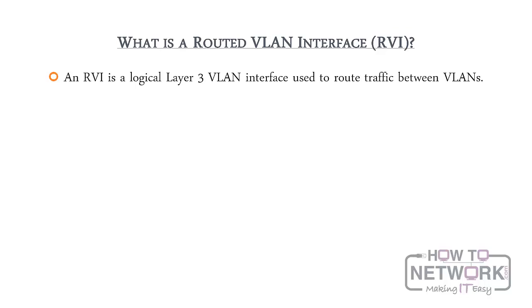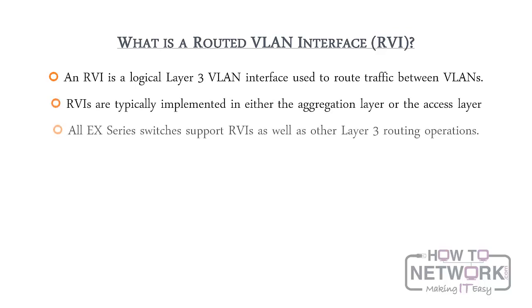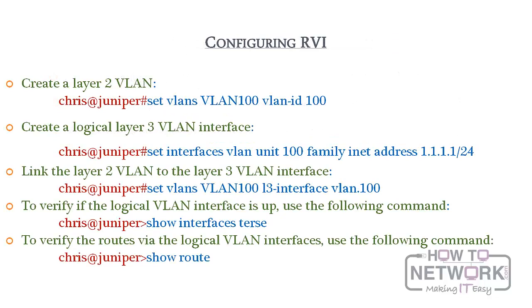A key point to note here is that RVIs are typically implemented in either the aggregation layer or the access layer, depending on the network design and implementation. All EX series switches support RVIs as well as other Layer 3 routing operations. Let's take a quick look at how to configure an RVI. First, we create a Layer 2 VLAN.